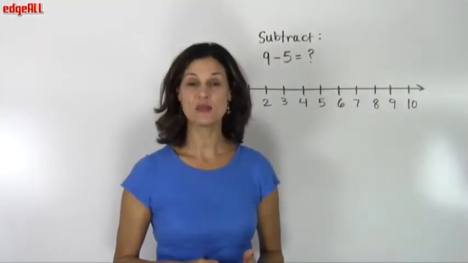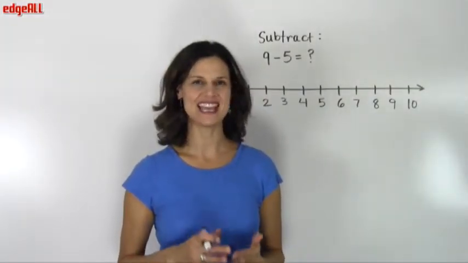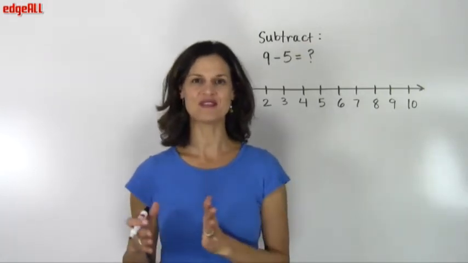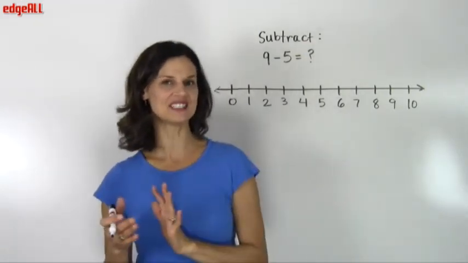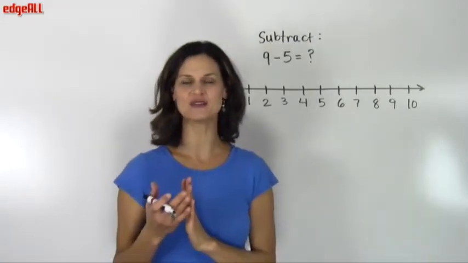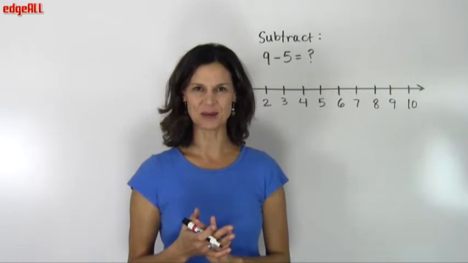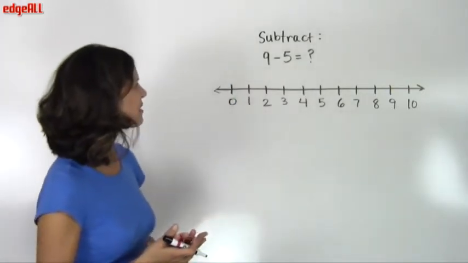Subtraction can also be explained using a number line. By moving a certain amount of spaces to the left, we're going to move to the left for subtraction, we subtract from a higher number. So let's look at our example here.